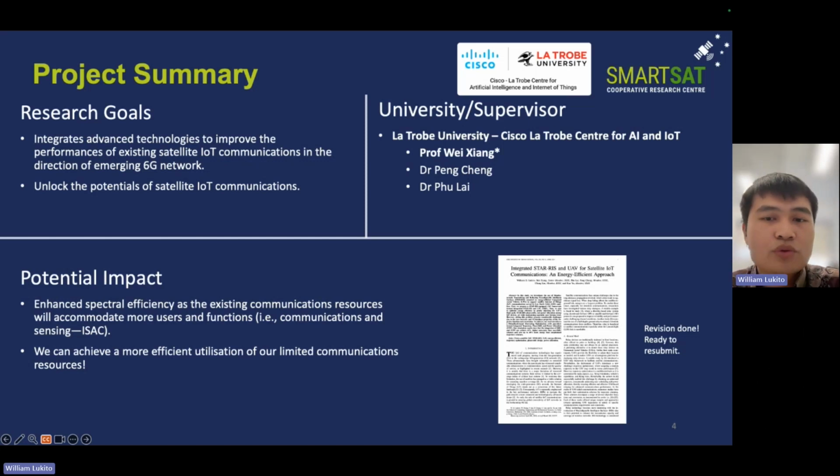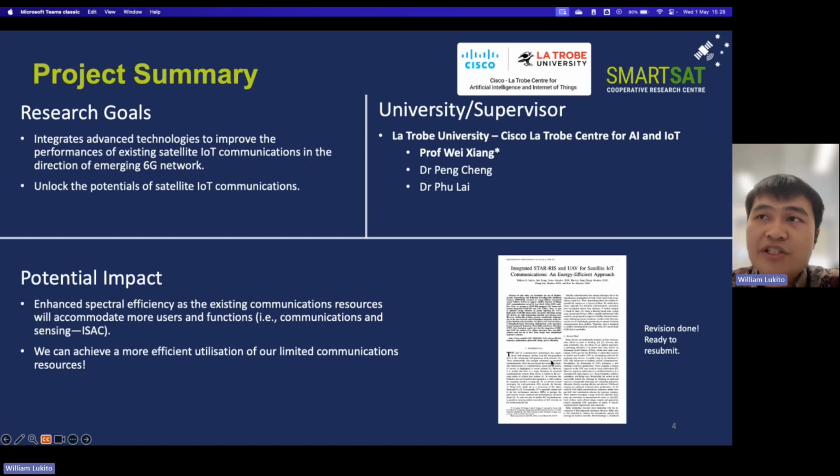Because of those goals, we hope that after conducting this research, we can propose a framework that is able to enhance the spectral efficiency, as the existing resource will be able to accommodate more users and functions. Therefore, we can achieve more efficient utilization of our limited communication resources. And we also want to share that we have finished a paper, and we have also done the revision, and we are ready to resubmit our very first paper.